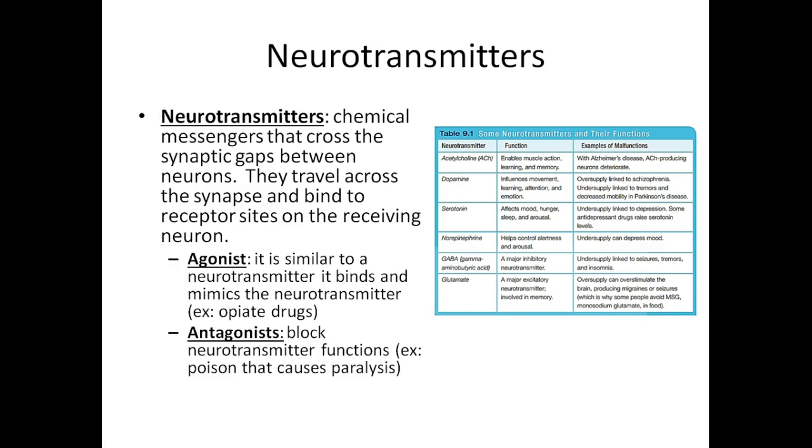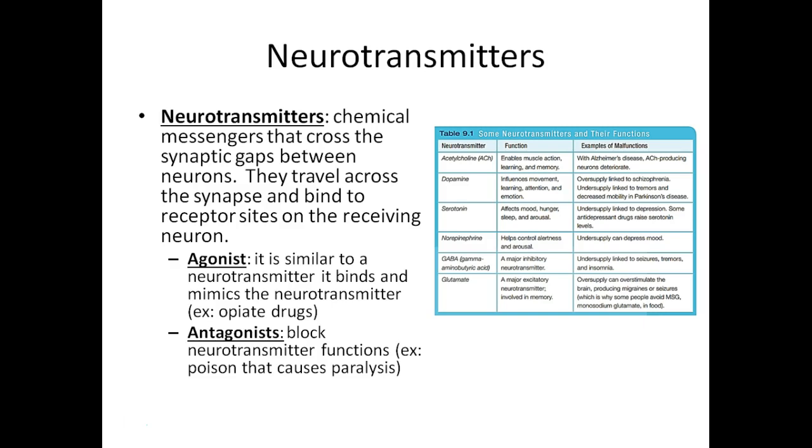The first is acetylcholine, which ensures muscle motion, learning, and memory. If you don't have enough of it, it can lead to Alzheimer's disease. Dopamine influences movement, learning, attention, and emotion. And if you have too much of that, it can lead to schizophrenia and Parkinson's disease. Serotonin affects the mood, the hunger, sleep, and arousal. And if you have an undersupply of this, it can lead to depression, and some antidepressant drugs raise serotonin levels.